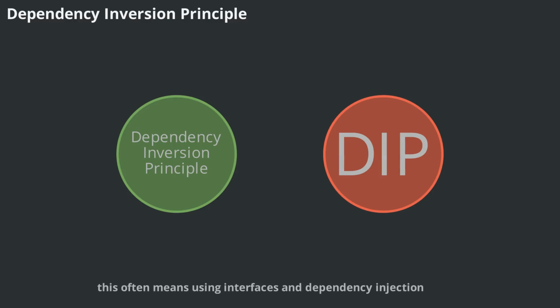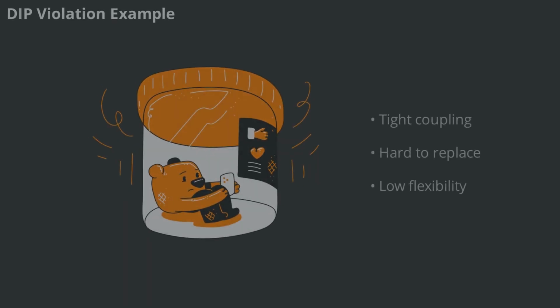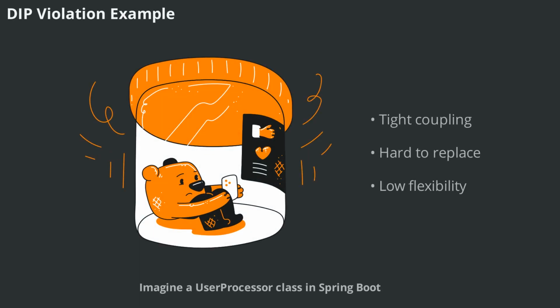In Java, this often means using interfaces and dependency injection. Imagine a UserProcessor class in Spring Boot that directly depends on a concrete DatabaseService implementation. This tight coupling makes it difficult to change or replace the database logic. Such a design violates DIP, reducing flexibility and testability.